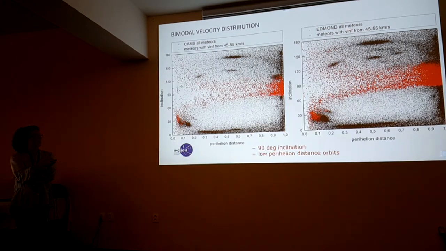To have this entry velocity, it requires either an inclination around 90 degrees. Here is inclination, here is perihelion distance. Or a low perihelion distance orbit. These are the two possibilities which allow this orbit, this stream.